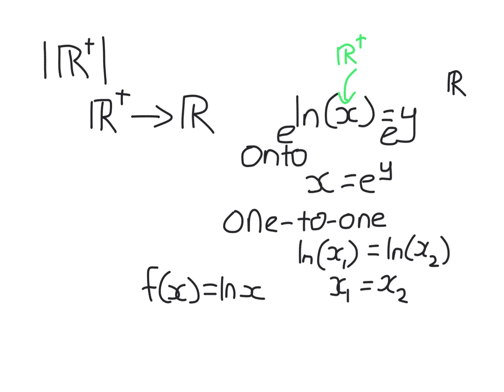Now, because there is a bijective function, or a bijection, from this set to this set, they must have the same cardinality. So that means that the positive real numbers has a greater cardinality than aleph naught, which is the cardinality of the natural numbers. Its cardinality is actually aleph 1, which is the same as the real numbers. So the real numbers and the positive real numbers have the same cardinality.